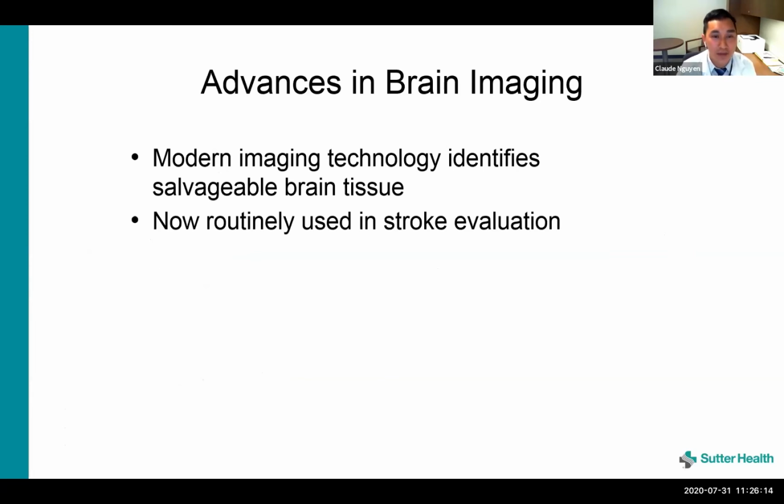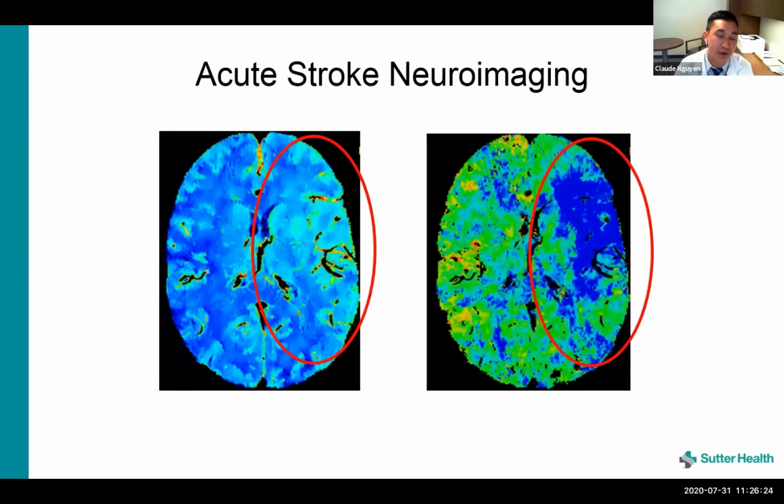So I just want to mention really briefly that, as part of that, we also have very sophisticated brain imaging that we do as part of this evaluation. We have something called CT perfusion technology that can help us visualize the stroke, and this is an example of an acute stroke happening where the brain has not suffered permanent damage yet.